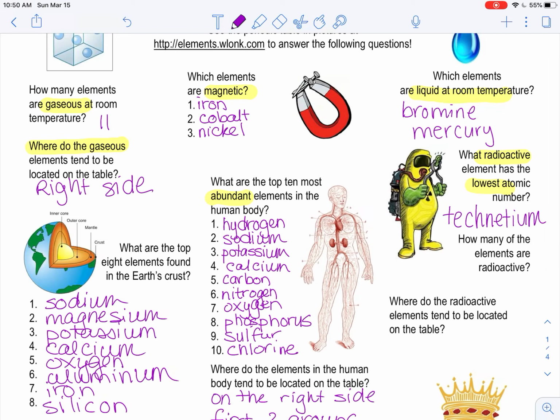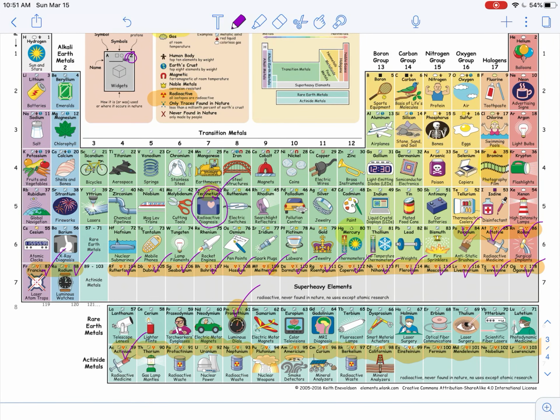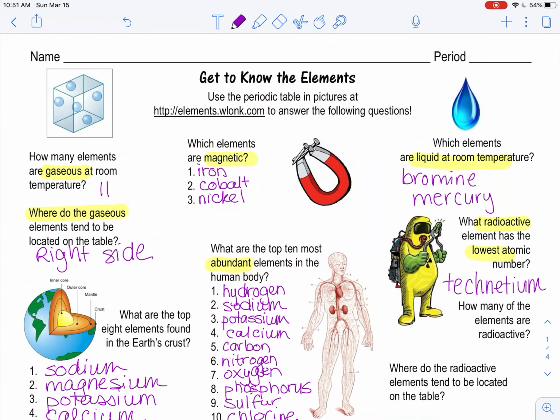Technetium. And now it wants to know how many of the elements are radioactive. Well, it's a good thing that I went through and I highlighted all of them when we were finding them. So let's see, we have 1, 2, 3, 4, 5, 6, 7, 8, 9, 10, 11, 12, 13, 14, 15, 16, 17, 18, 19, 20, 21, 22, 23, 24, 25, 26, 27, 28, 29, 30, 31, 32, 33, 34, 35, 36, 37. Don't see any more, so let's go up and put that down for our next answer.